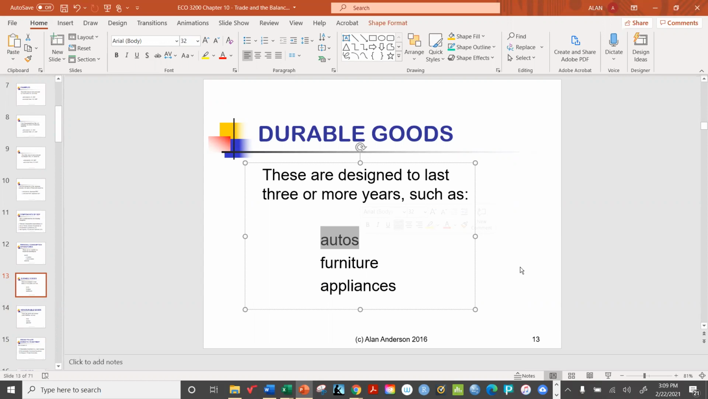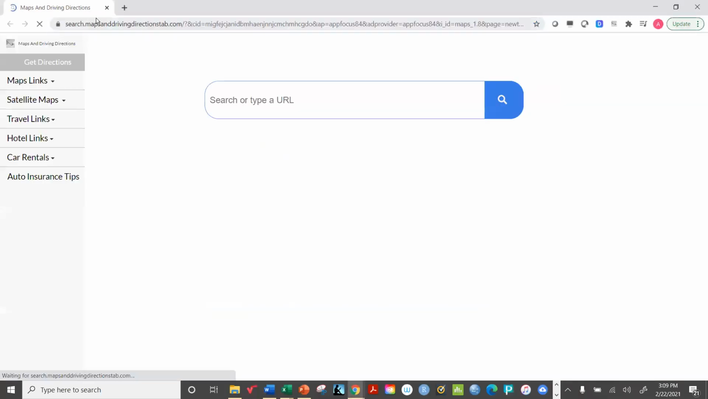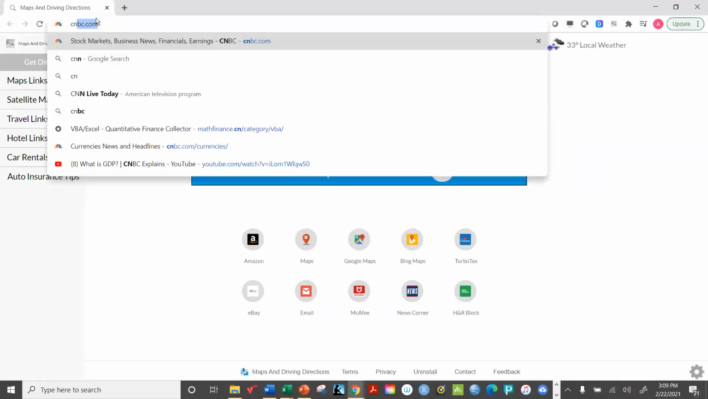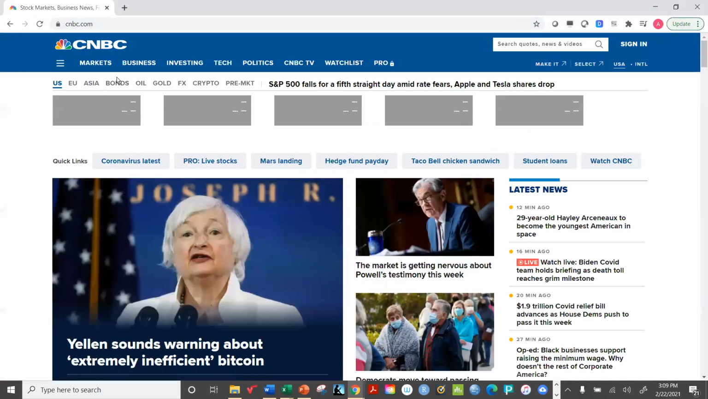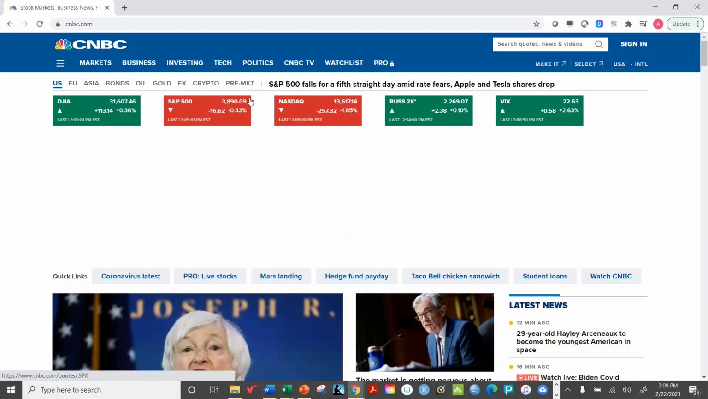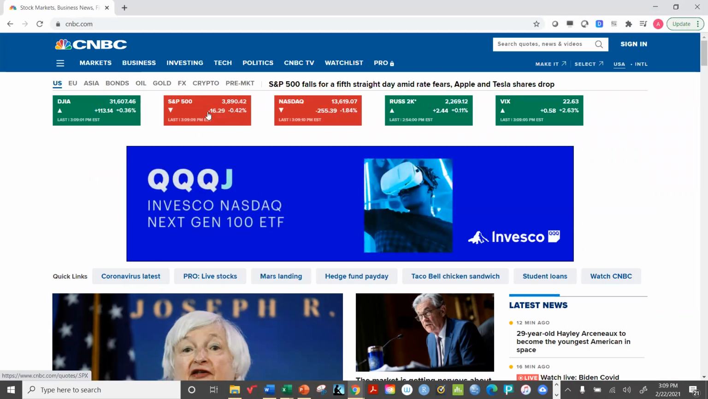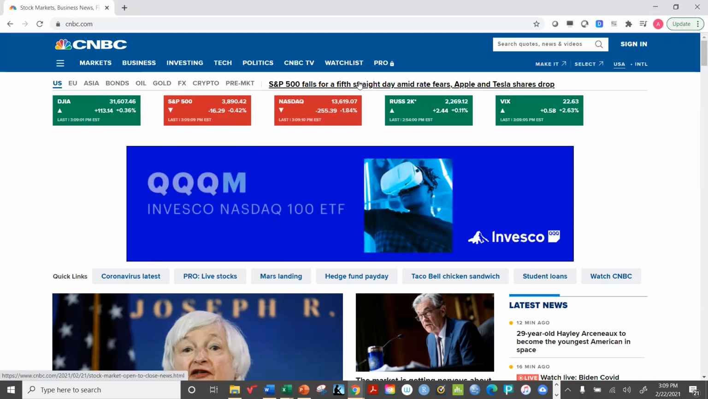In fact, if you look at today's news, let's jump over here to this really outstanding website called CNBC. You'll see that unusually, the Dow is doing well today, but the S&P 500 and the NASDAQ are getting pummeled. Well, not so much this one. The NASDAQ, apparently for whatever reason, investors are selling Apple and Tesla stock.